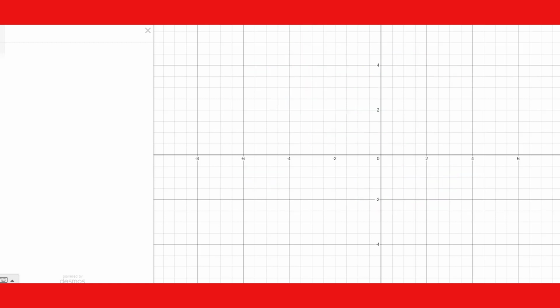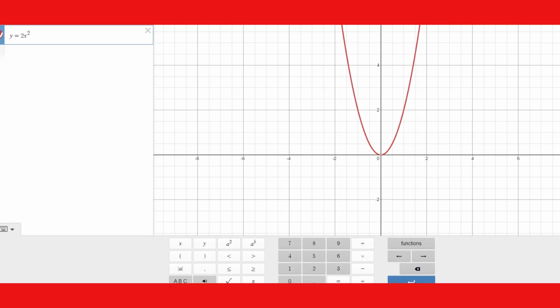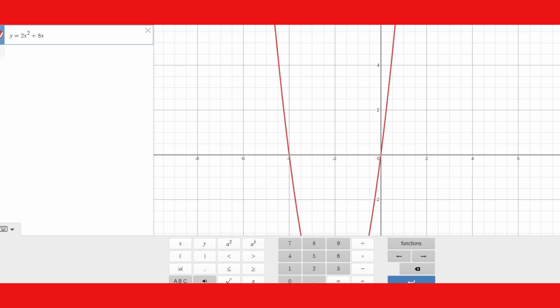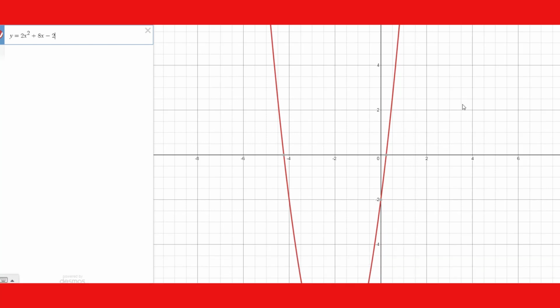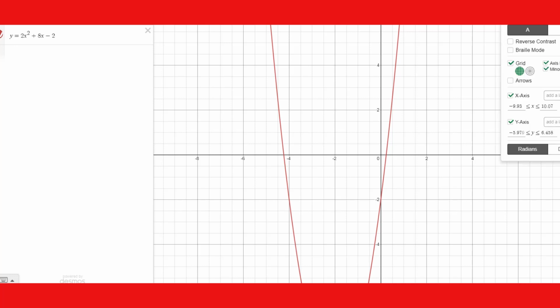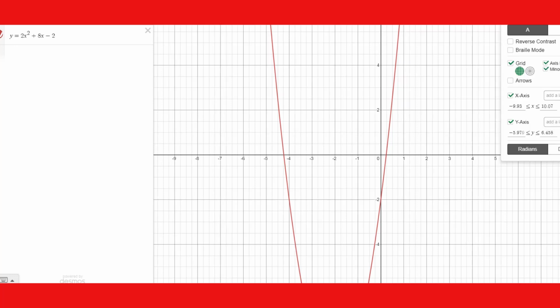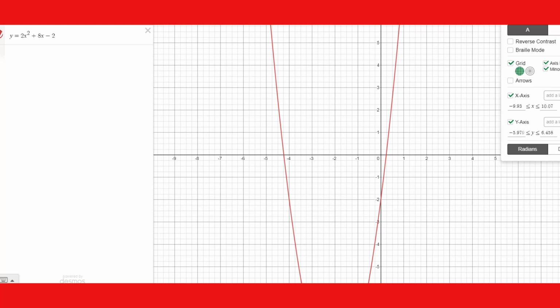Since we're over here in Desmos, let's go ahead and plug in our values and graph this and take it from there. So we've got y equals 2x squared plus 8x minus 2. I'm going to hide my values here and let the steps go by 1.